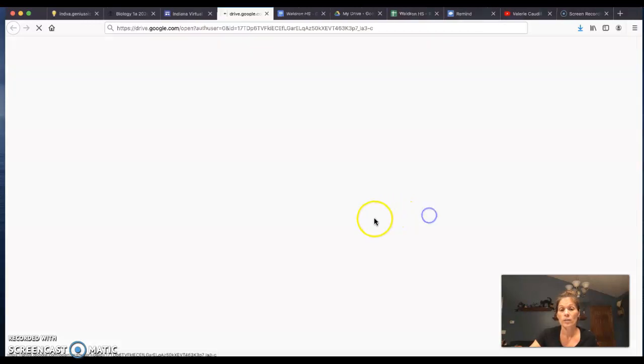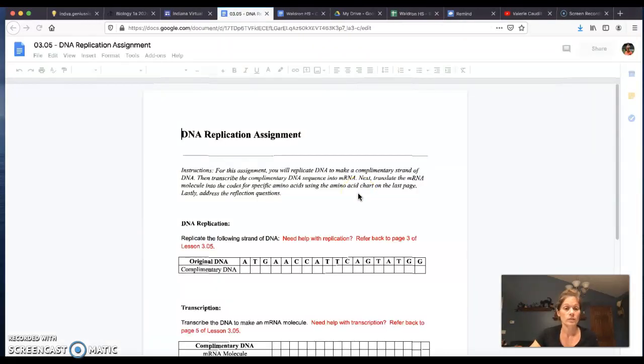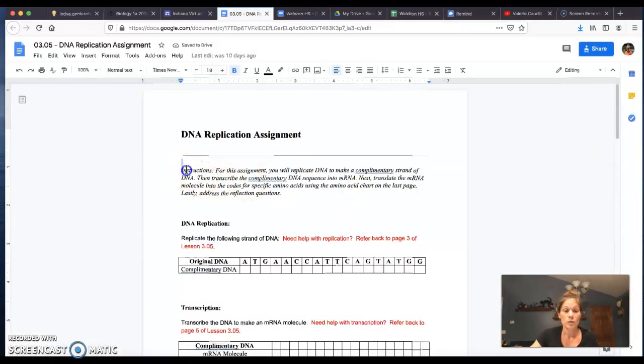Okay, so I'm going to open up the Google Doc here, and then we have some instructions. For this assignment, you will replicate DNA to make a complementary strand of DNA. Then you're going to transcribe the complementary DNA sequence into mRNA. Next, you will translate the mRNA molecule into the codes for specific amino acids using the amino acid chart on the last page of this document. And lastly, address the reflection questions.